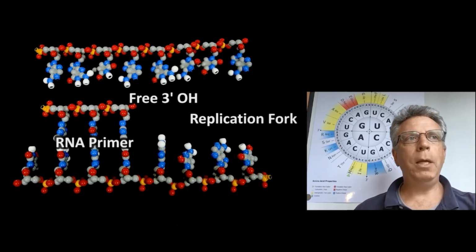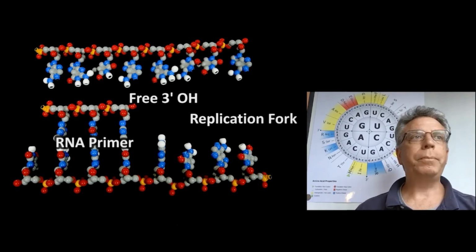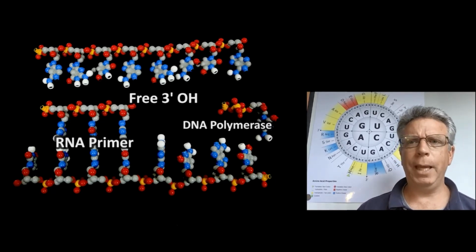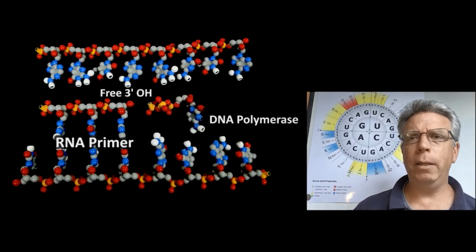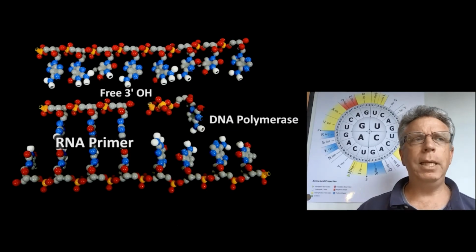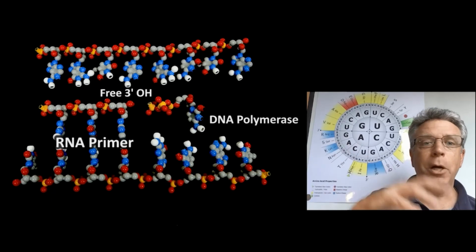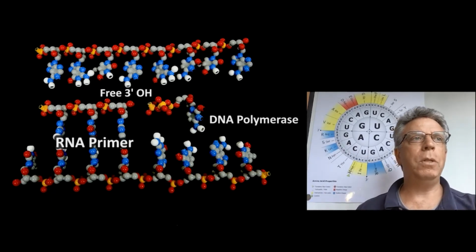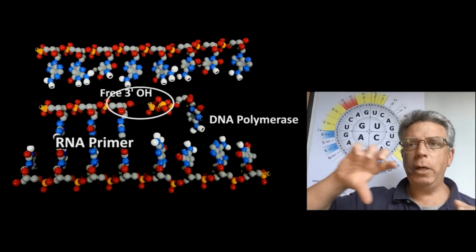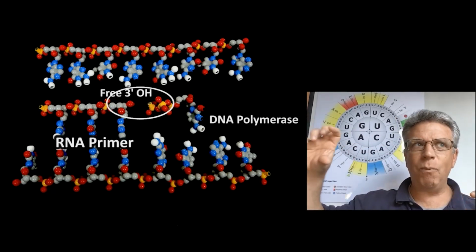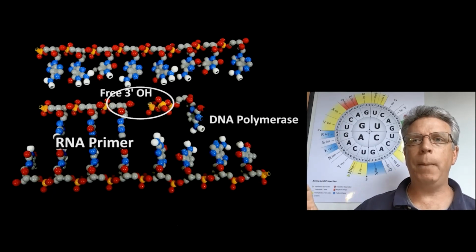So the replication fork pulls apart, and we could see DNA polymerase coming in. Now, this is a little bit corny in the way that I have it modeled, as the DNA polymerase would be clamped on and would be working with this, not something that's marching in from the left, but it helps the students to understand. And so we see the DNA polymerase marching in, and you can see all the phosphates now are getting really close to that free 3' hydroxyl.